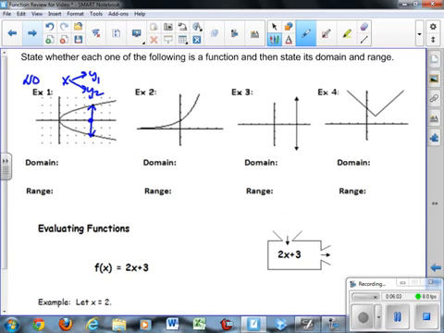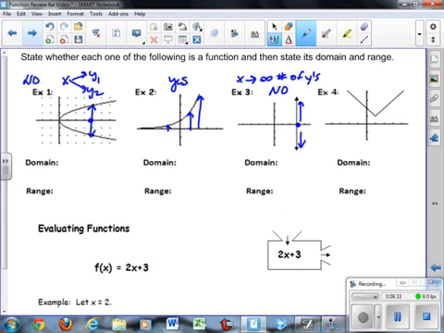Now in the second example, we have each value of x corresponding to just one value of y. So yes, this is a function. In example 3, we only have one possible value for x, and it corresponds to multiple values for y. So x corresponds to an infinite number of y's. So no, this is not a function.